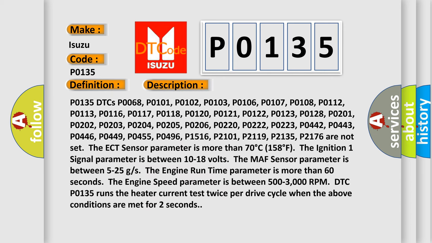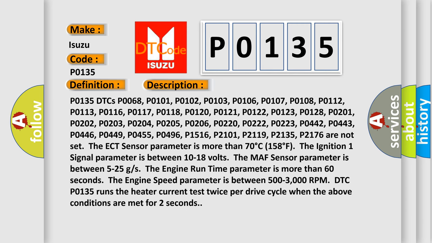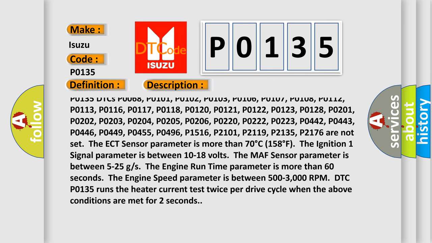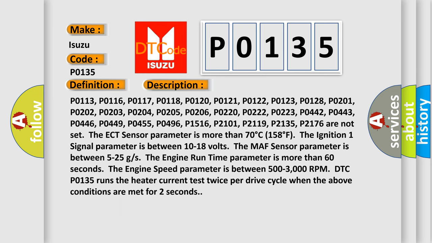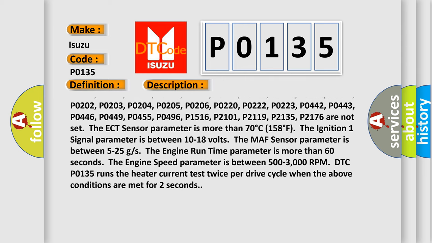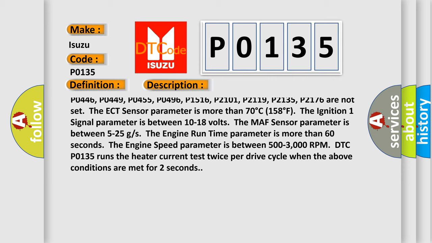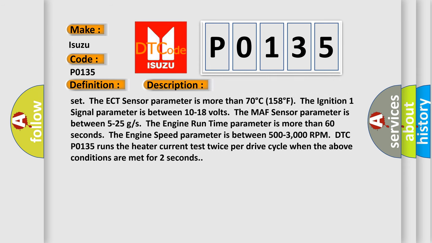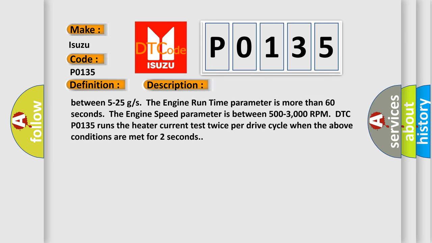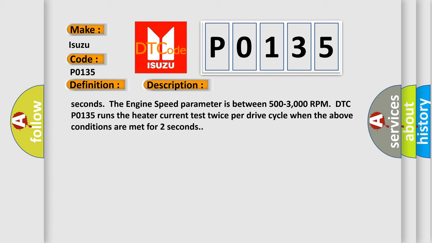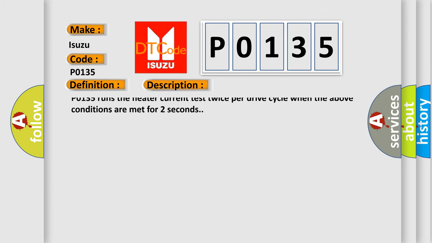P0135 is set when DTCs P0068, P0101, P0102, P0103, P0106, P0107, P0108, P0112, P0113, P0116, P0117, P0118, P0120, P0121, P0122, P0123, P0128, P0201, P0202, P0203, P0204, P0205, P0206, P0220, P0222, P0223, P0442, P0443, P0446, P0449, P0455, P0496, P1516, P2101, P2119, P2135, P2176 are not set. The ECT sensor parameter is more than 70 degrees Celsius, 158 degrees Fahrenheit.